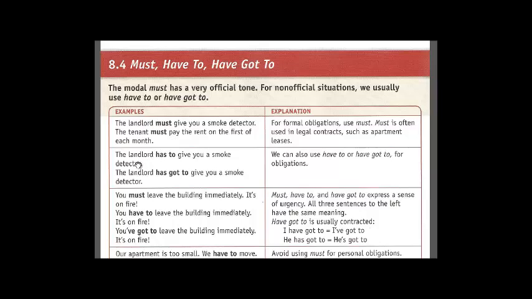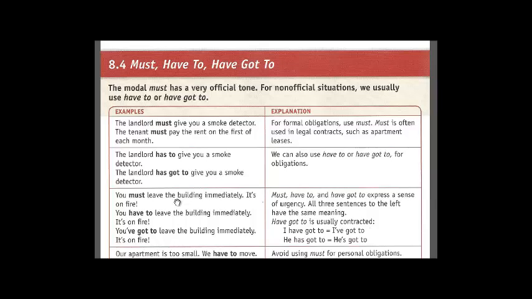Alright, the landlord has to give you a smoke detector. The landlord has got to give you a smoke detector. We can also use have to or have got to for obligations. Okay, so here's an obligation that the landlord has, and you can also use must because many times the law requires the landlord to do such things, to give you a smoke detector.